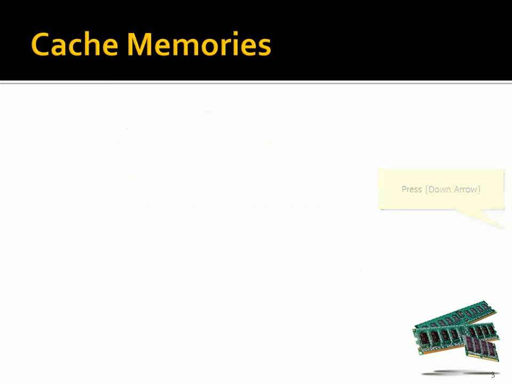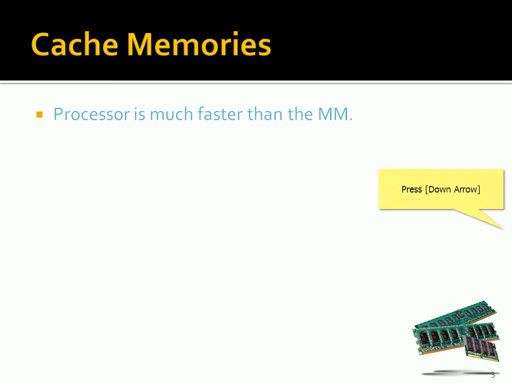Coming to the cache memory concept, the processor is much faster than the main memory.